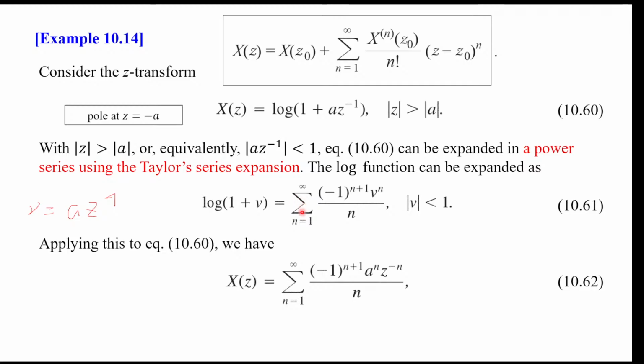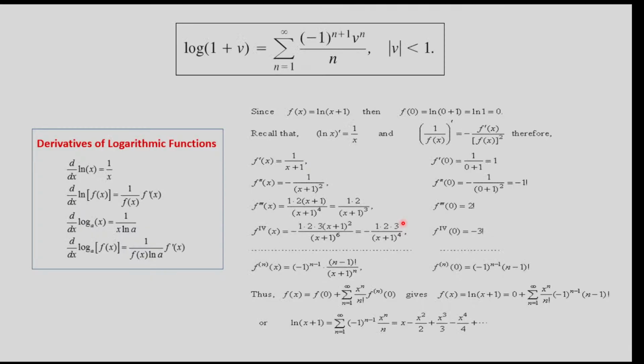So with calculus, we know that log of 1 plus v equals the summation over n from 1 to infinity of minus 1 to the n plus 1, and this is v to the n over n. And this happens when the absolute value of v is less than 1. And if you want to check the calculus, this is the page.